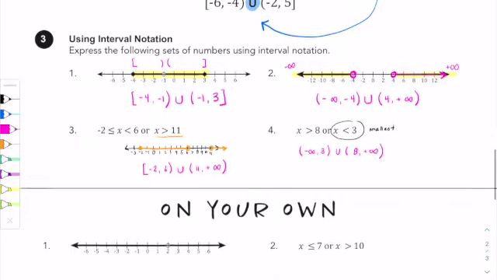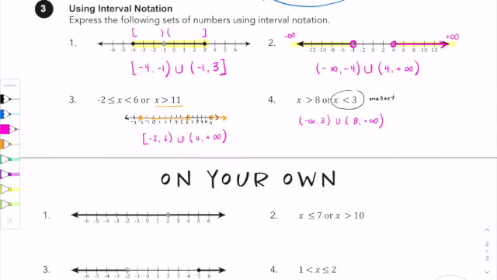All right, please try to complete the on your own section by yourself. My answer key is posted on my website, so feel free to check that out for the answers on the on your own section.